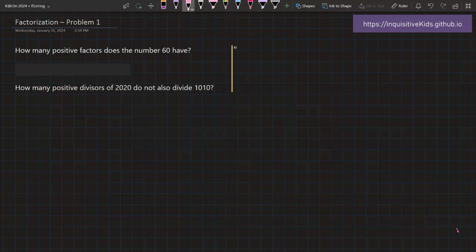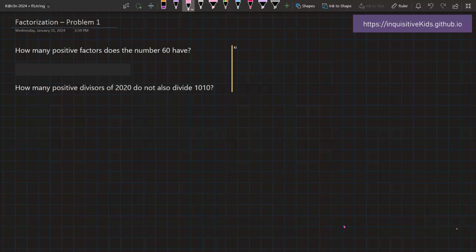Factorization, Problem 1. Today we're going to start talking about factorization, prime factors, and working with different number sense problems, all about that. Now let's start off with some warm-up questions. How many positive factors does the number 60 have?